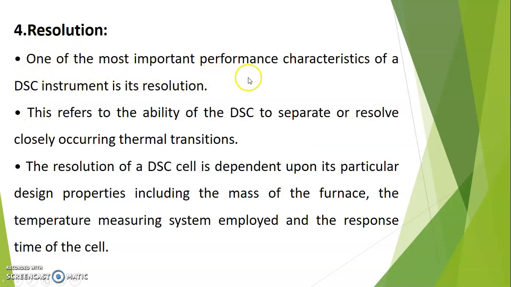One of the most important performance characteristics of a DSC instrument is its resolution. This refers to the ability of the DSC to separate or resolve closely occurring thermal transitions. The resolution of a DSC cell is dependent upon its particular design properties, including the mass of the furnace, the temperature measuring system employed, and the response time of the cell.